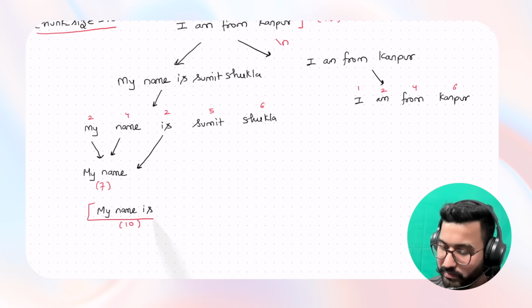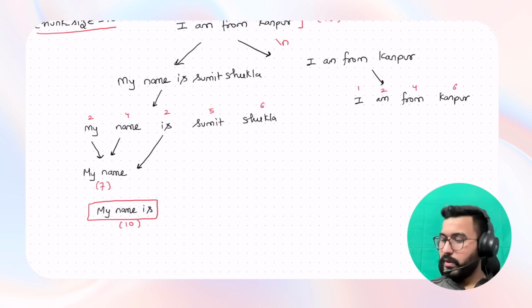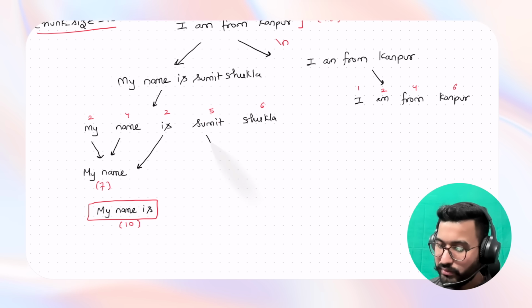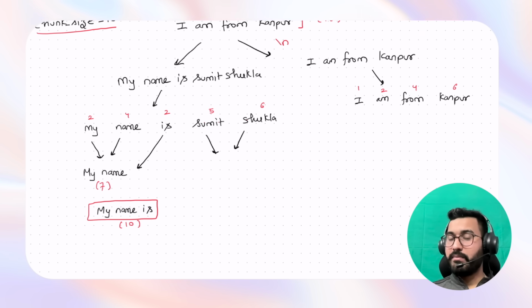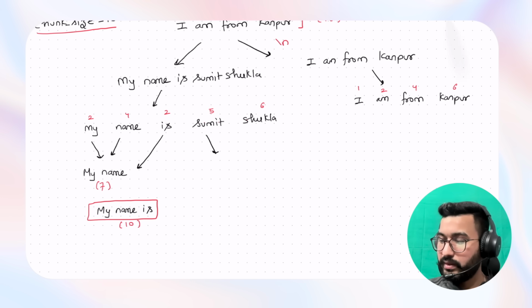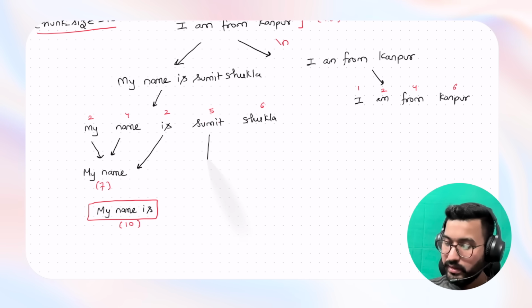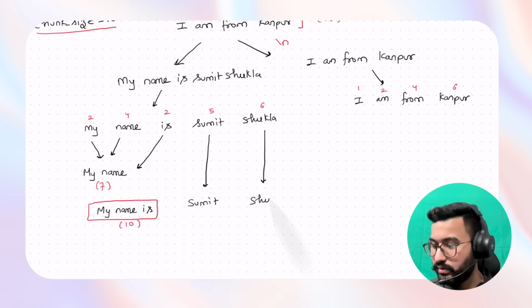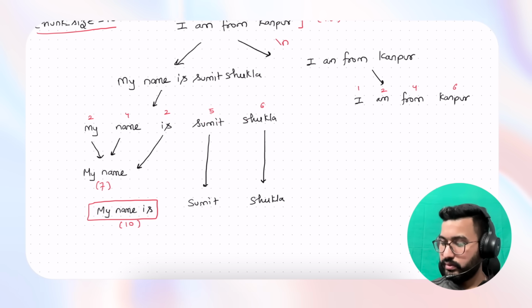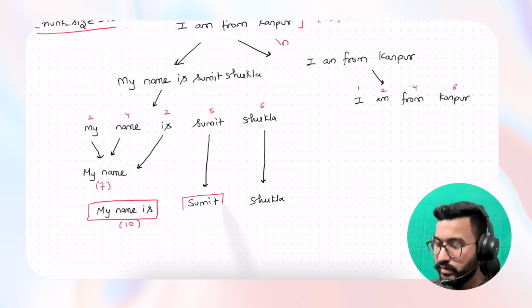This is chunk number 1. Now it will do the same thing with the next one. It will see, can it combine "Sumit" and "Shukla" together. "Sumit" and "Shukla" when combined will become 11, which is not correct, so it will not perform this. It will go back and say, "Sumit" is one chunk and "Shukla" is another chunk. So this chunk is created, and this chunk is also created.